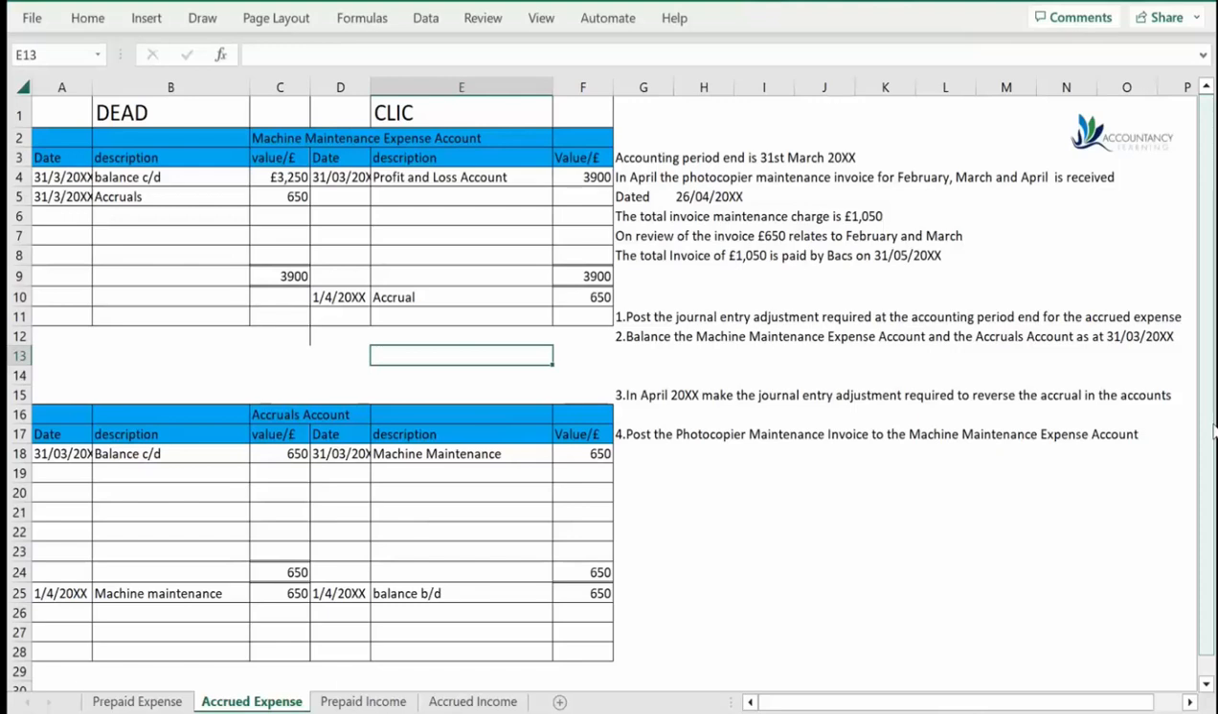Post the photocopier maintenance invoice to the machine maintenance expense account. Let's look at our invoice dated the 26th of April, and the total invoice was for £1,050, and the other side of the entry would be the payables control account.